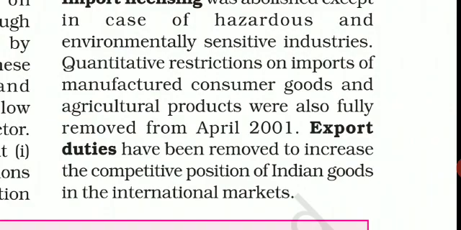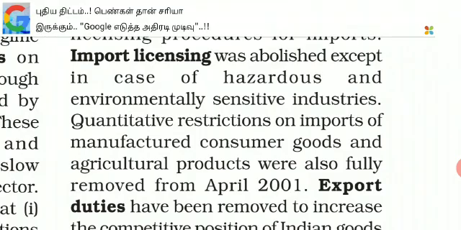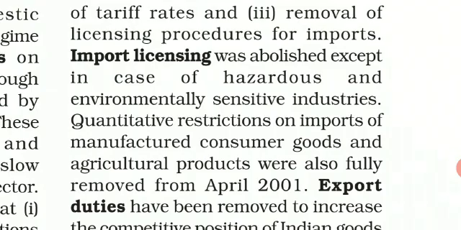Export duties have been removed to increase the competitive position of Indian goods in the international market. So these were the initiatives by which the Indian market was completely liberalized, less regulated by rules and regulations, so that a level playing ground could be provided to our industries, to our products, to make them more competitive, to make them of better quality, so that the expansion of the market could take place. So we have covered the liberalization.